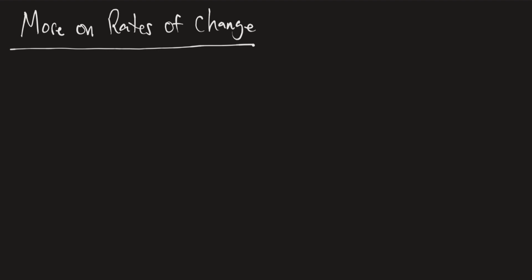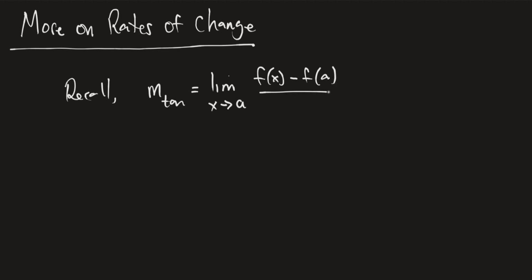So previously we came up with a limit definition for the slope of the tangent line. And that limit definition looks like this. Recall the slope of the tangent is equal to the limit of this special difference quotient, where we had f of x minus f of a over x minus a, right?